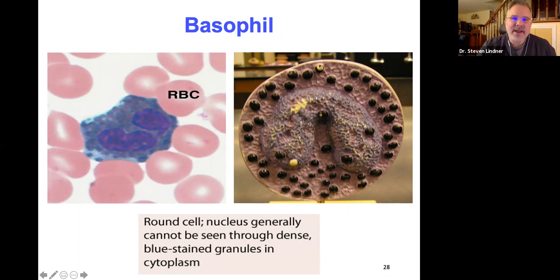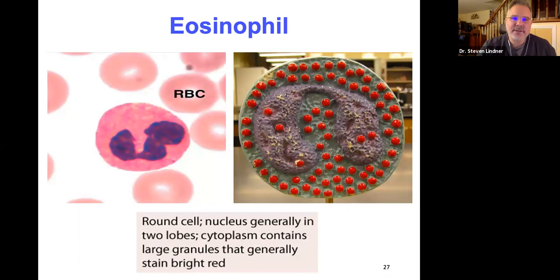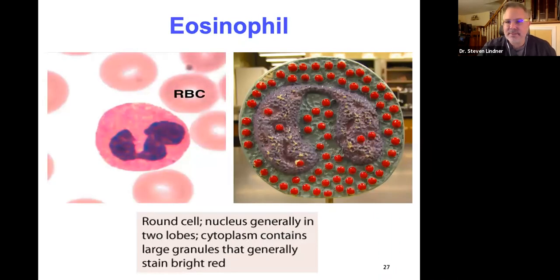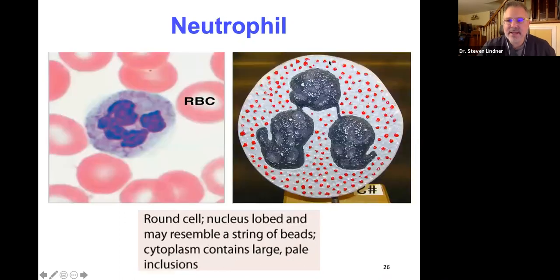So again, the 3 granulocytes are basophil, eosinophil, and neutrophil. Their differences are the nucleus, where the basophil is kidney bean shaped, it's large, it's obscured, everything's dark staining. The eosinophil is typically bilobed, 2 lobes to the nucleus with large red staining granules. And the neutrophil, although it looks like it's red, the granules are much smaller, and you have 3 to 5 lobes to the neutrophil.